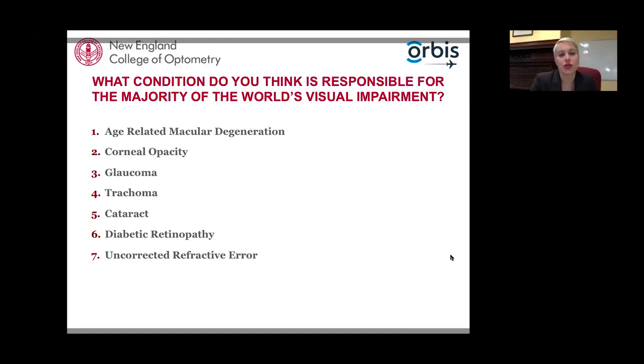What condition do you think is responsible for the majority of the world's visual impairment? So we have age-related macular degeneration, corneal opacity, glaucoma, trachoma, cataract, diabetic retinopathy, and uncorrected refractive error. I'll give you a few moments to vote there. Okay, so most of you said uncorrected refractive error, which is true actually.